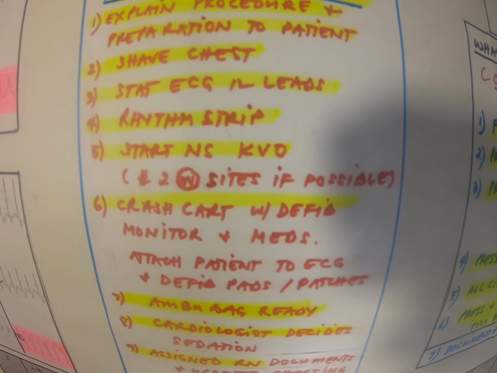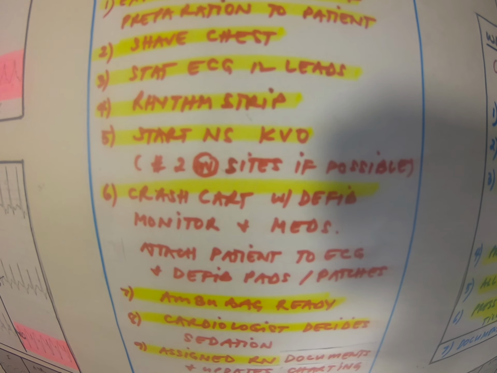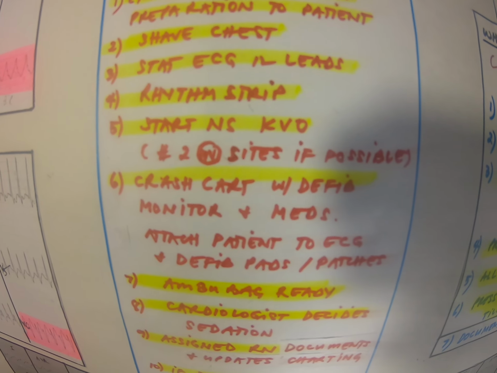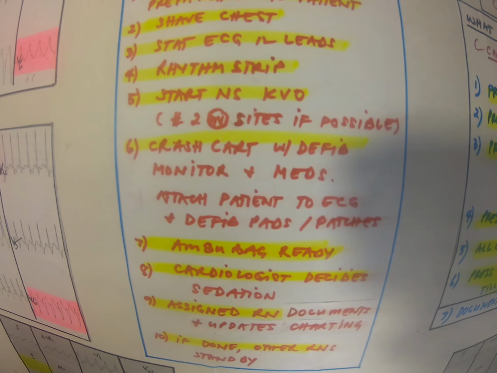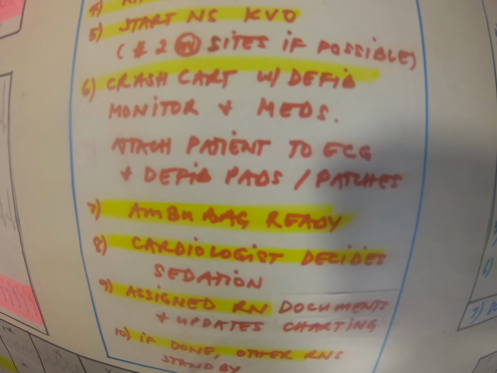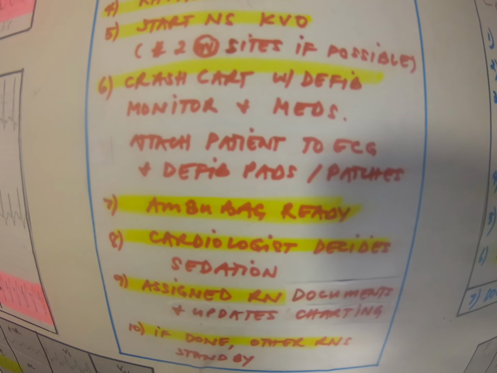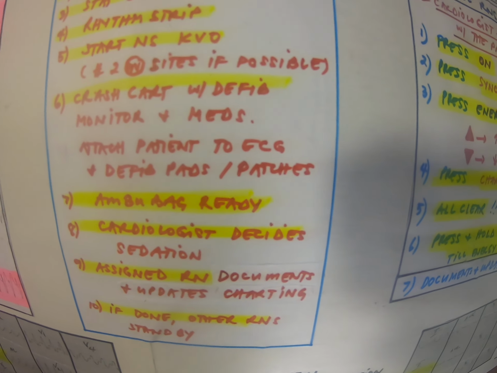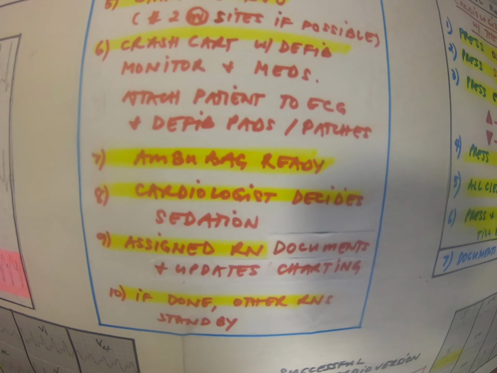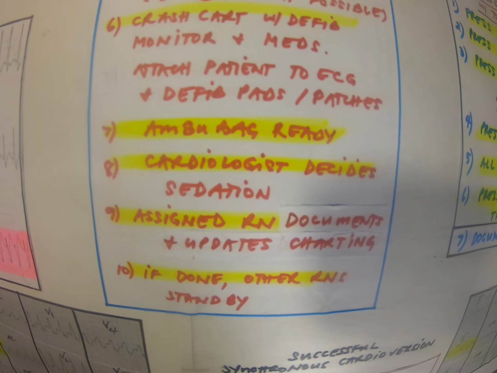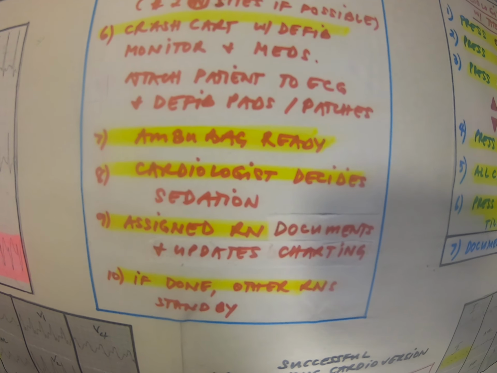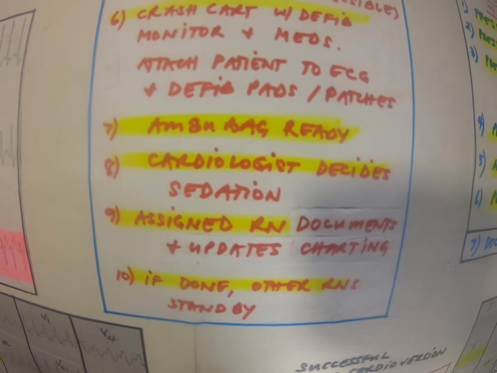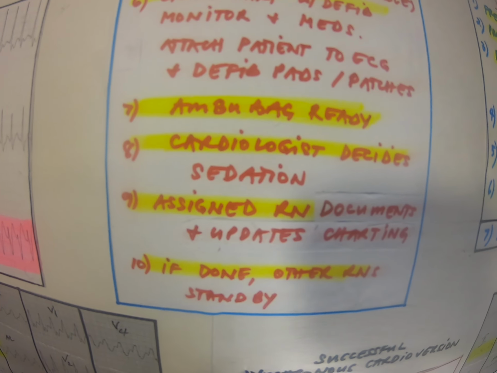The crash cart is with the patient. There's a defib monitor and medication. We attach the patient to those leads, and the pads are already there. There's an ambu bag in case something happens. We also have the cardiologist decide whether he would like to give sedation or not. And then the RN assigned to the patient will continue her documentation and updating her chart. In case everything is done as pre-synchronized cardioversion, then other RNs are on standby, but it's not over yet.